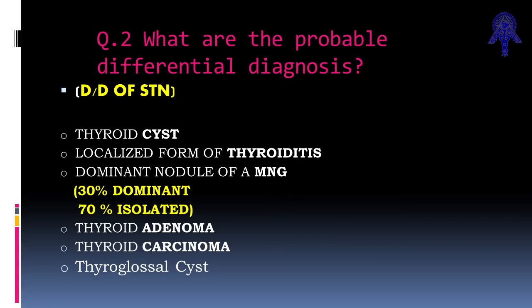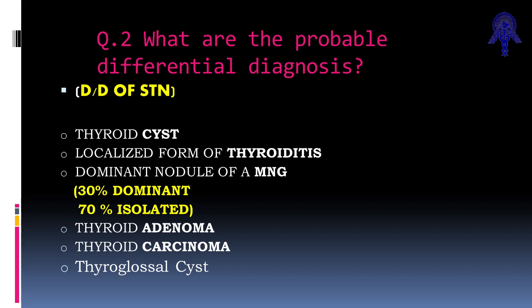Now, what are the differential diagnoses of this thyroid swelling? I have framed this in question-answer form because in your exam you will be asked questions and you are supposed to answer. What are the differential diagnoses of solitary thyroid nodule? Thyroid cyst, it can be a localized form of thyroiditis, it can be a dominant nodule of a multinodular goiter.